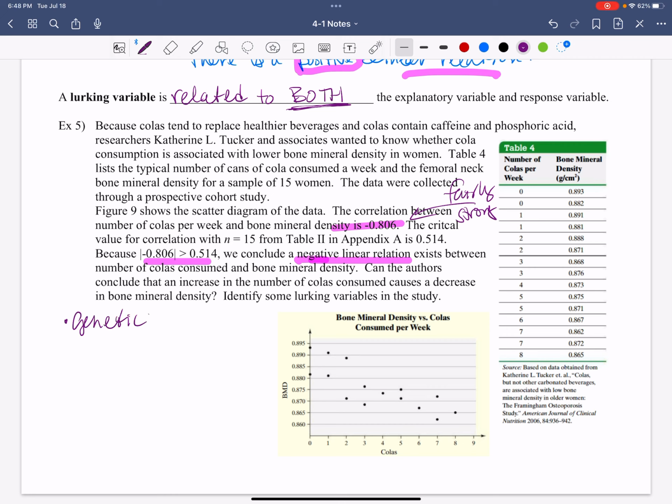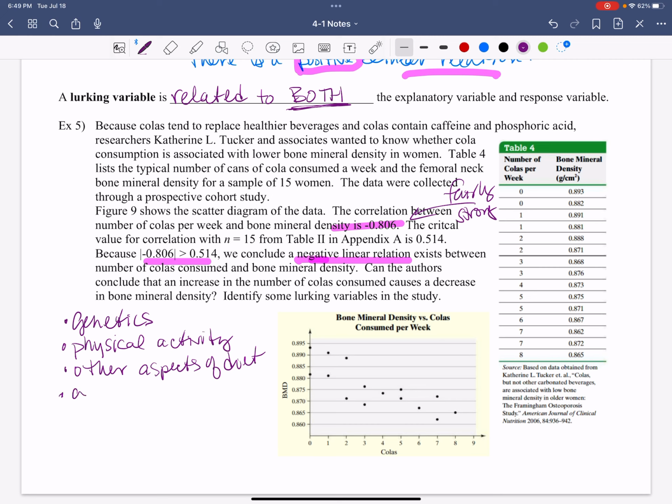Just throw out some stuff. Genetics, right? Maybe you have poor bone density in your family. It doesn't matter how many sodas you're going to drink. Boom, it's going to happen. What about physical activity? Physical activity makes a difference in bone density, right? Other aspects of your diet, not just the cola. There are tons of variables that can happen here that can affect both the number of cans of cola and the bone mineral density, right? So it's affecting some of those aspects of it.